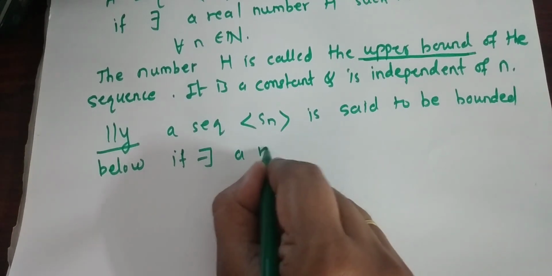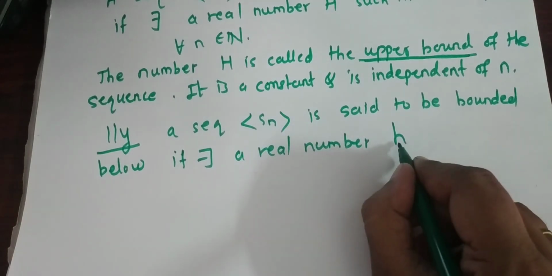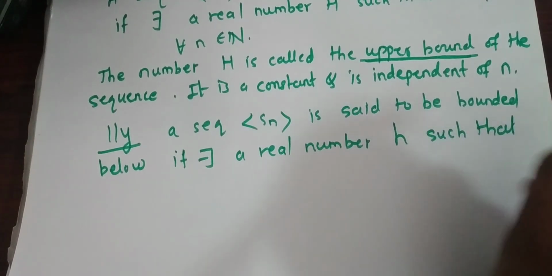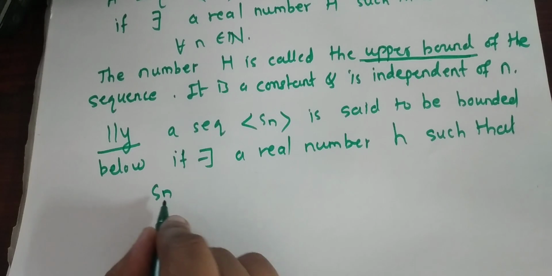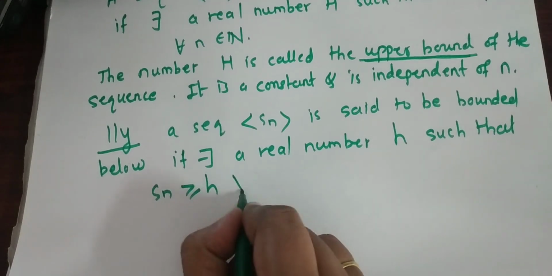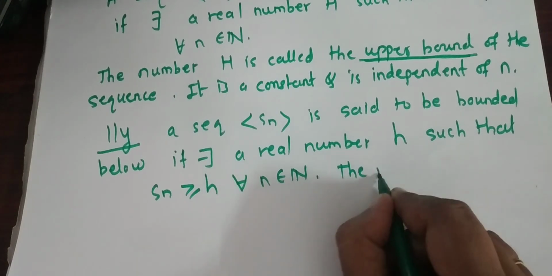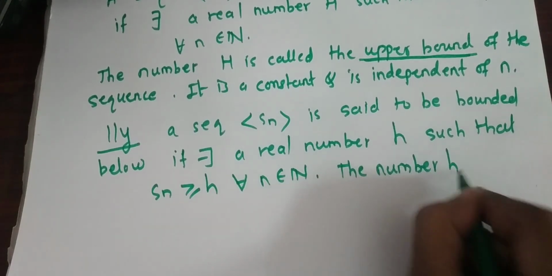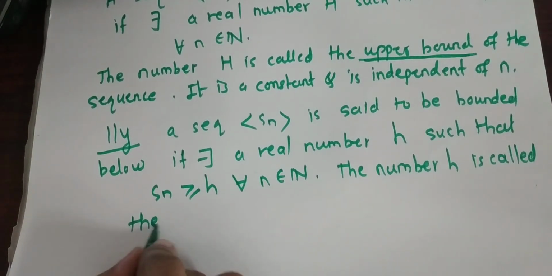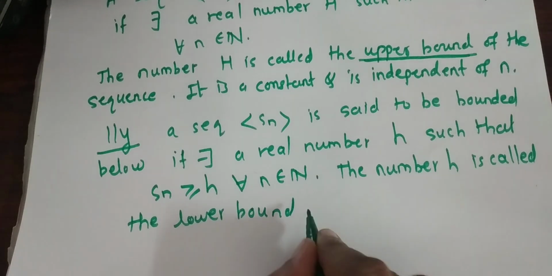there exists a real number h, small h. This is called lower bound, small h, such that Sn, nth term of sequence, is greater than or equal to small h for all n belongs to the set of natural numbers. The number h is called the lower bound of the sequence.